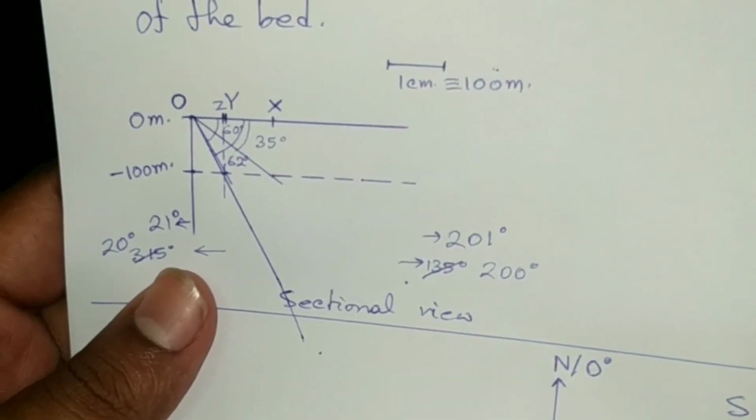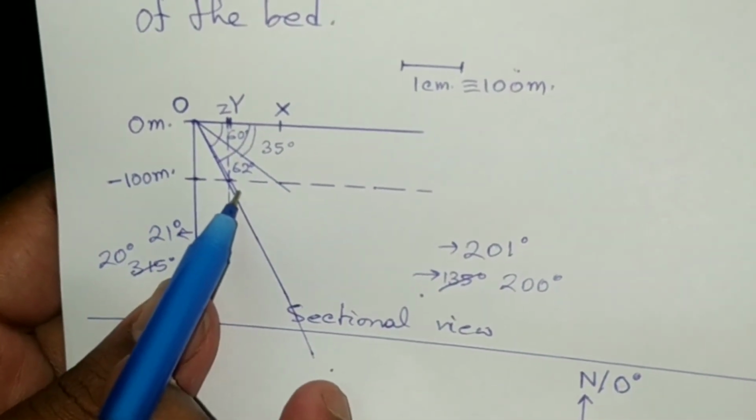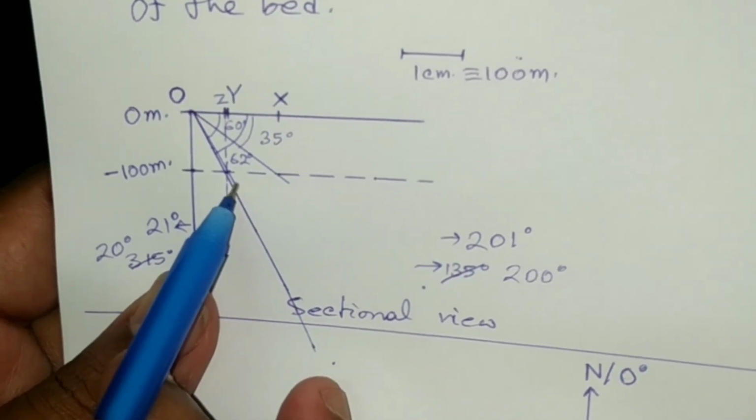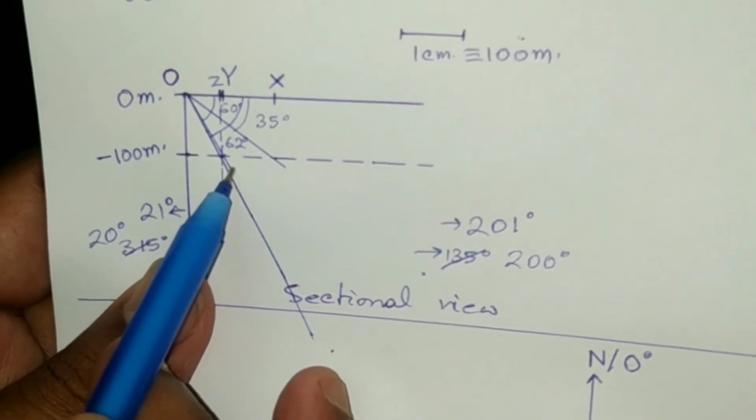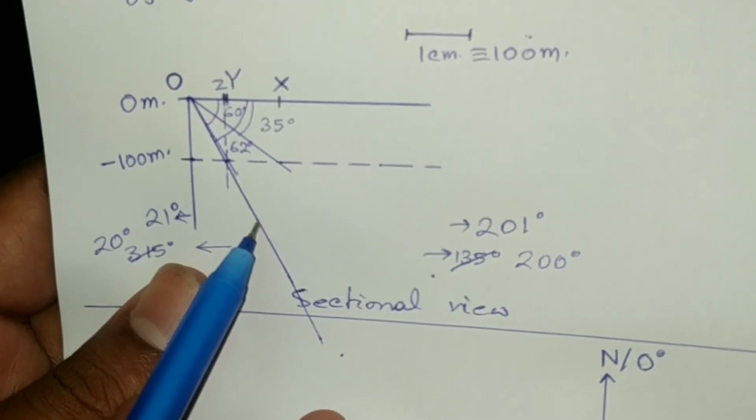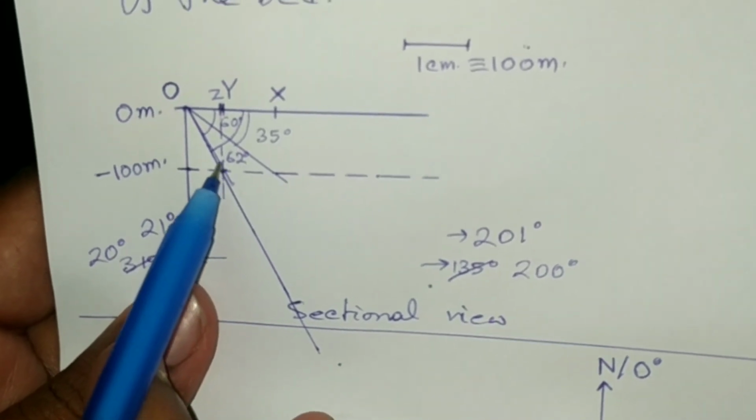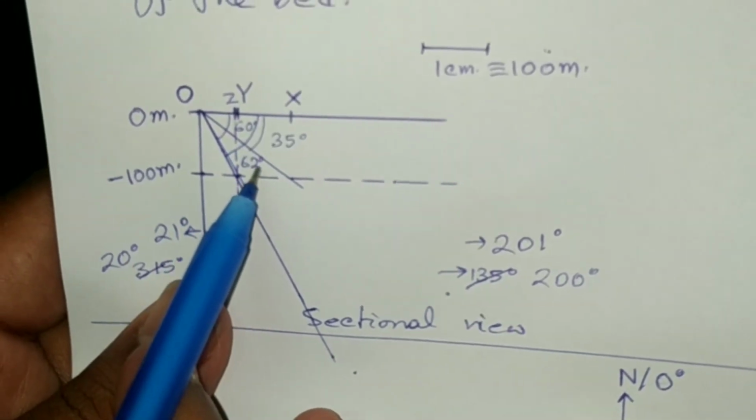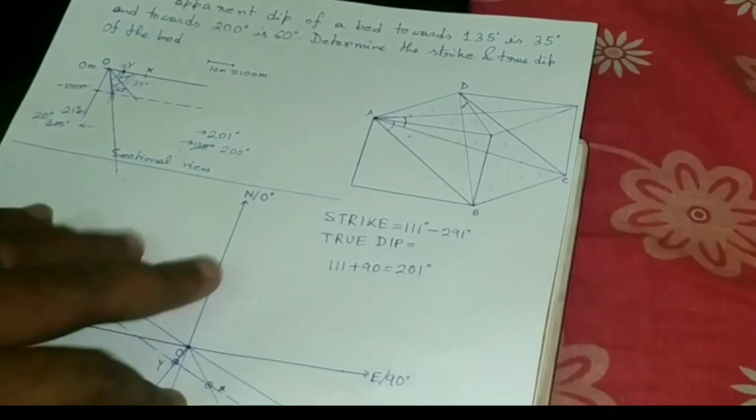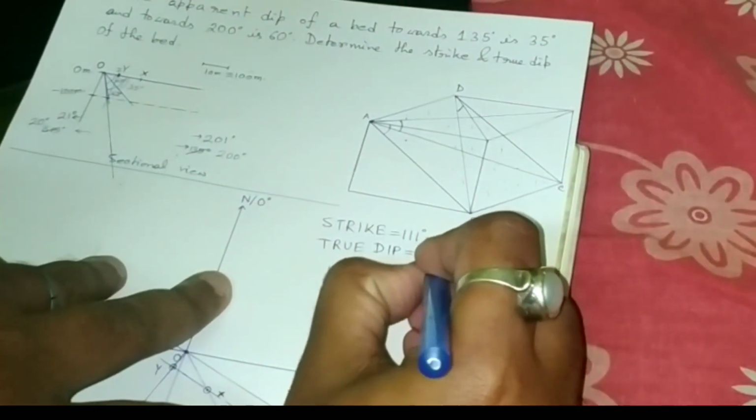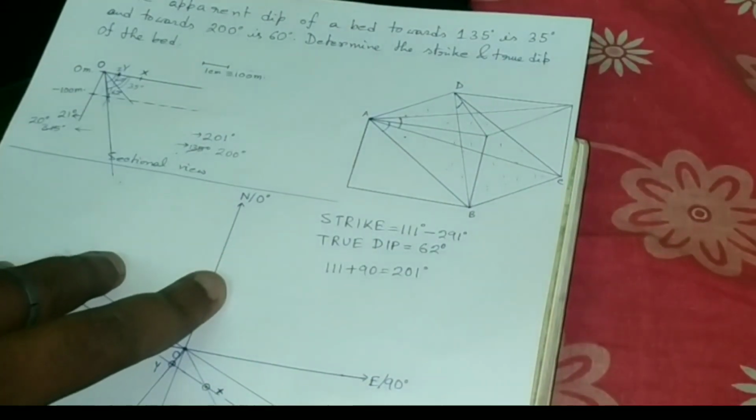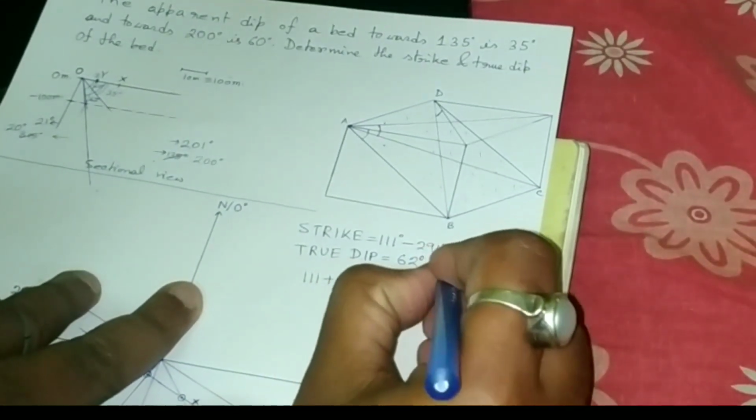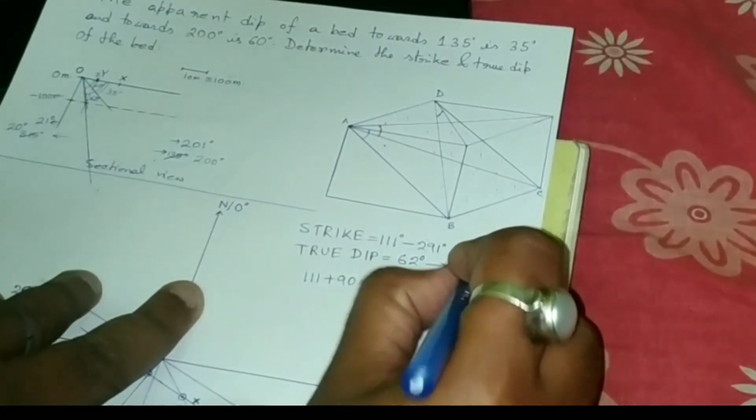If you look at it closely, you will be able to find the difference. This one was the 60 degree line, and this is the true dip, 62 degree. So the true dip amount is 62 degree and the true dip direction is 201 degree.